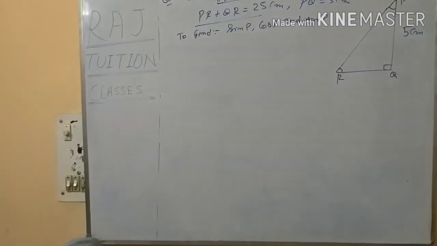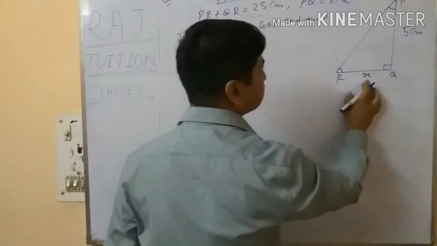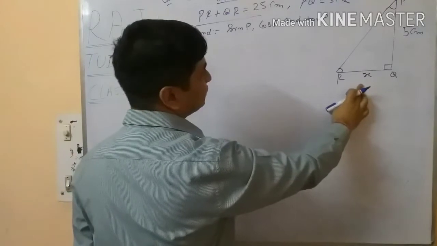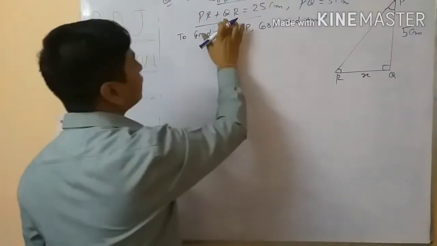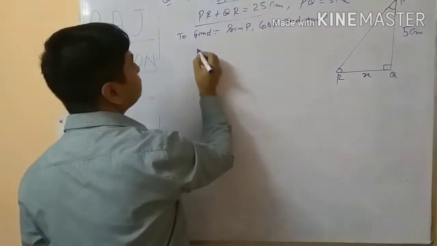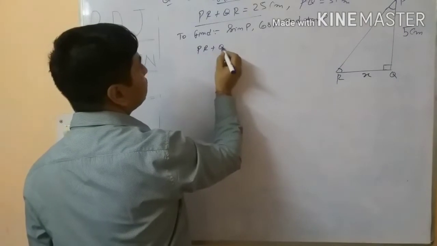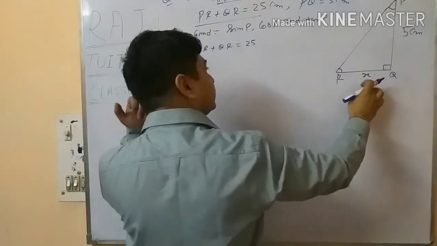Let's consider the side is x. So if it is x, this side QR is x. Put the value in this given equation, PR plus QR equals 25. So let's take it x.